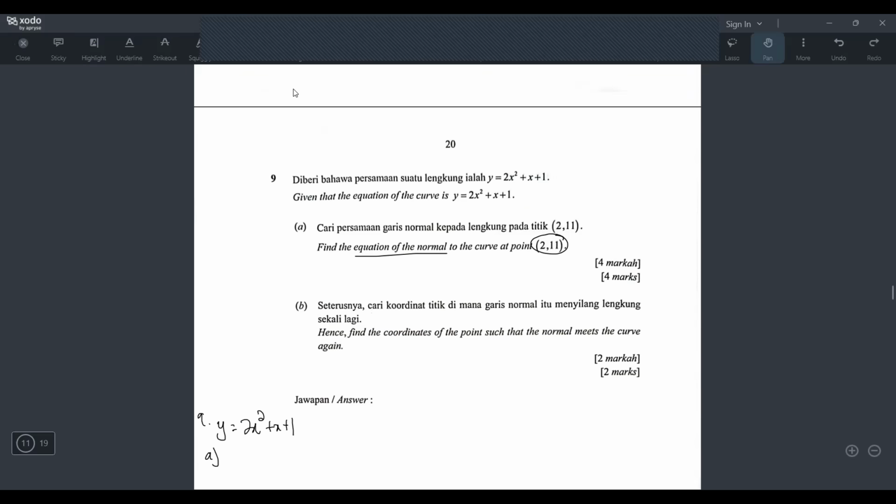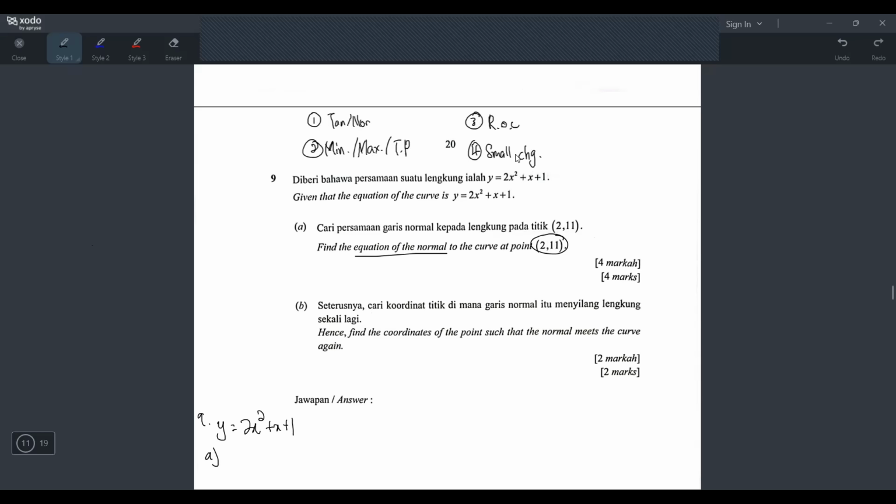So differentiation got how many types of question that will come out? Okay, the first type of question is they will ask you tangent normal, right? Where they ask you to find gradient tangent, gradient normal, ataupun equation tangent, equation normal. Second type of question where they ask you to find minimum or maximum point, ataupun turning point. And then third type of question is they will ask you to find rate of change, ROC, kadar perubahan.